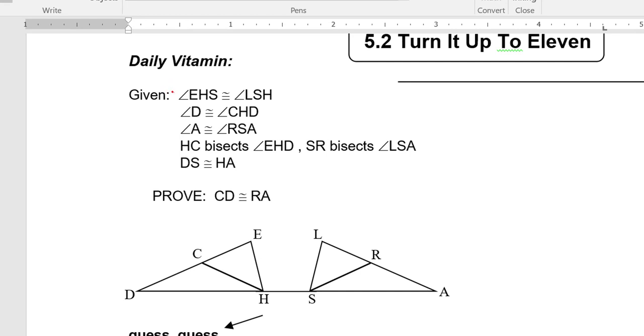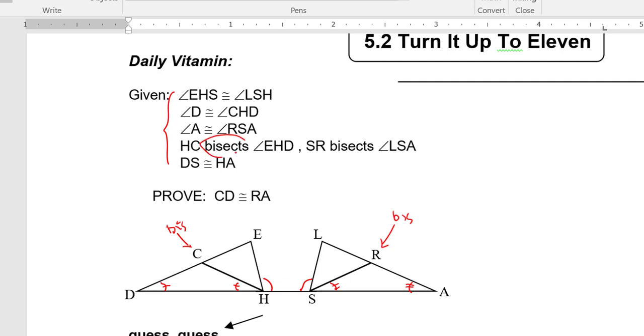A lot of given information here, which we can mark. So EHS is congruent to this. Okay, I might, just by looking at that, see that these angles over here are congruent to each other. Angle D is congruent to CHT. These are congruent to each other. Angle A is congruent to RSA. So these guys are congruent to each other. You have a bisector. So this is a bisector, and this is a bisector.